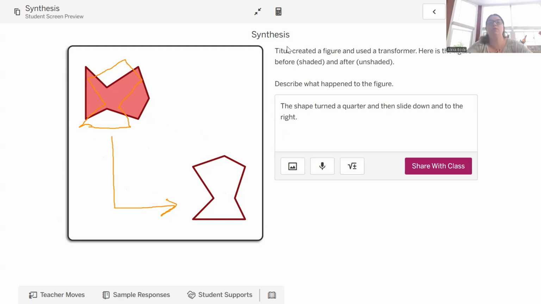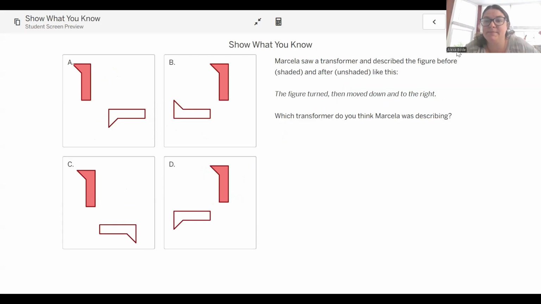This one here says, show what you know. So Marcella saw a transformer and described the figure before. The shaded figure is the original, the before figure. And after, which is the unshaded. So the figure that's red is the original. The figure that is white is the new shape after the movement. So Marcella described it like this. The figure turned, then moved down and to the right. So that's similar to what we said on the last one. It turned and then moved down and to the right.